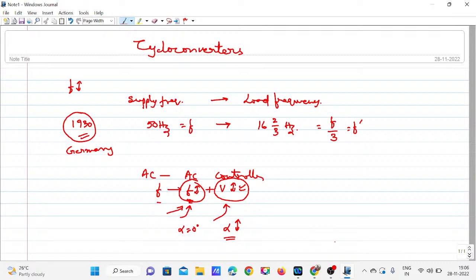When compared to AC to AC controllers, in AC to AC controllers we can only control the voltage, but with cycloconverters we can control the voltage and the frequency also. So this is the biggest advantage of cycloconverters. Now we will see the basic principle of operation.